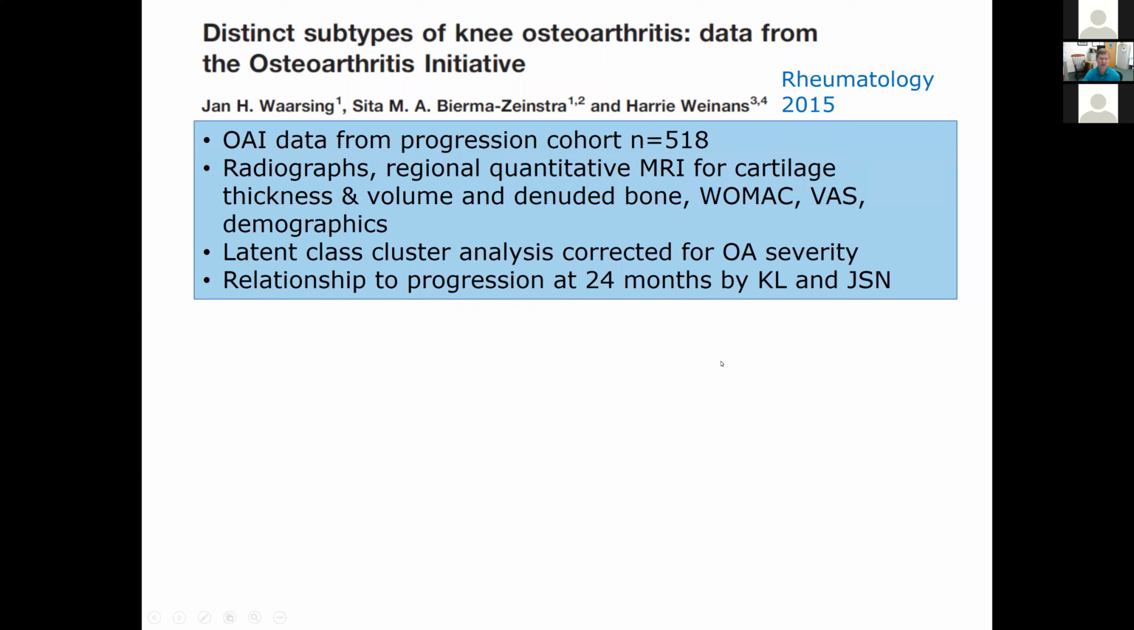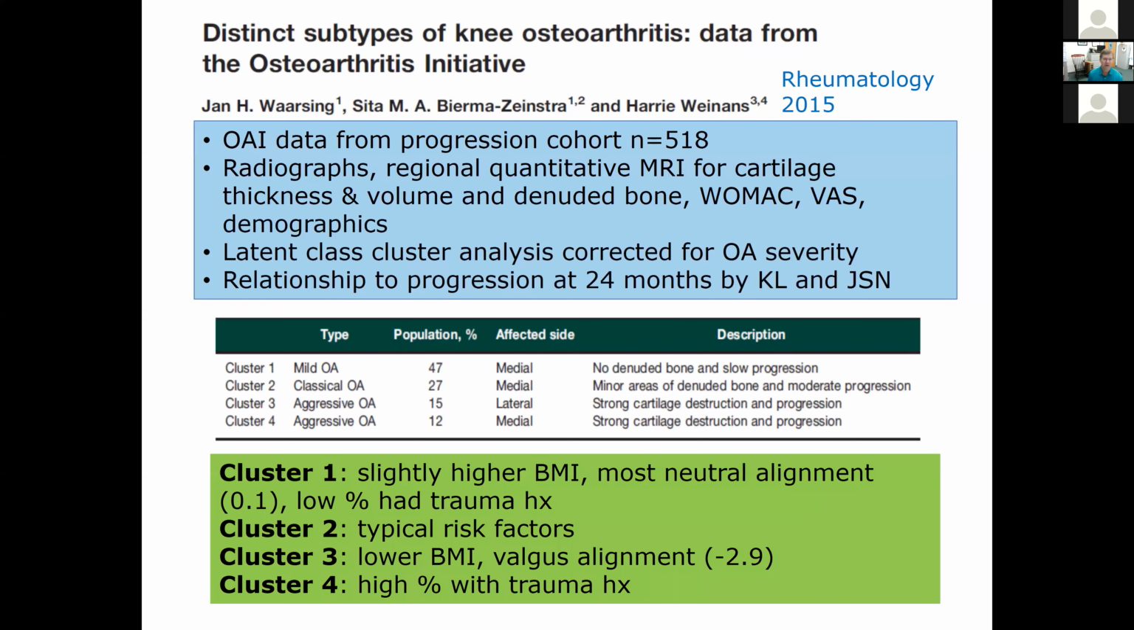In this particular study, they used latent class cluster analysis to look for OA severity and cluster the participants. They wanted to look at those that progressed at 24 months based on both the KL score and joint space narrowing. In this study, they described 4 different clusters. Those with mild OA were the most common, 47% of the individuals, and that was more on the medial side. Those in that cluster had a slightly higher BMI, which is a little surprising, but they had a neutral alignment and a low history of trauma.